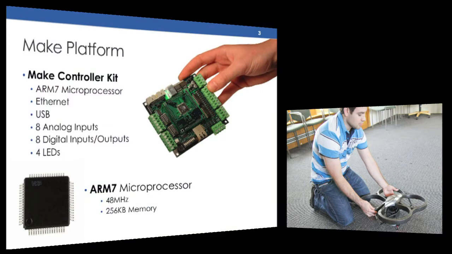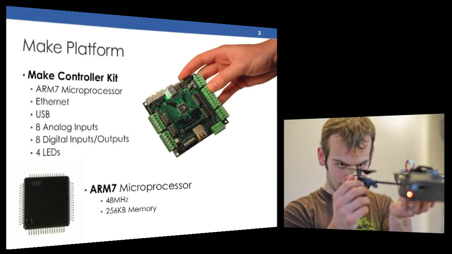So the next thing we're using is the Make platform, and basically this consists of Make controller kit and an ARM7 processor. So the controller kit is a printed circuit board that has some headers on it, which allow you to easily connect wires and just write code for the ARM7 processor. The ARM7 processor features a 48 megahertz clock. That's how fast it is, and it has 256 kilobytes of memory. Basically, it is as fast as the computers built in the 1990s, and it's about 20 times slower than the current generation of iPhones.